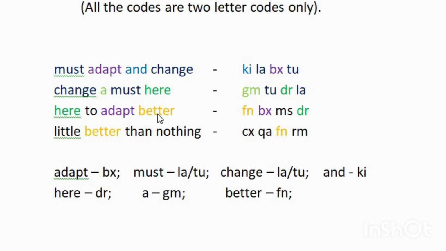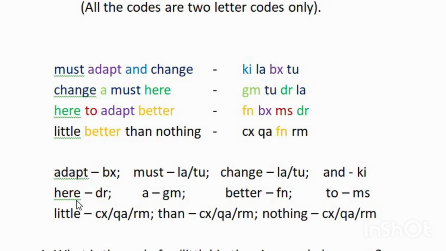The word better is present in the third line and in the fourth line. So the required code is FN because FN is present in both the third line and in the fourth line. So we can write the code for better as FN. And the only word remaining in the third line is to. So its required code is MS. So to can be coded as MS. Now only 3 words left and that are present in the fourth line, and those words are little, than, nothing. So their codes will be either CX or QA or RM. So the code for little, than and nothing is either CX or QA or RM.